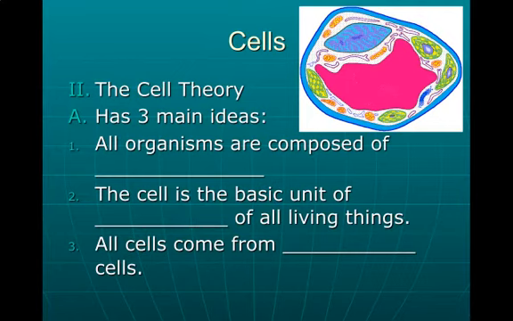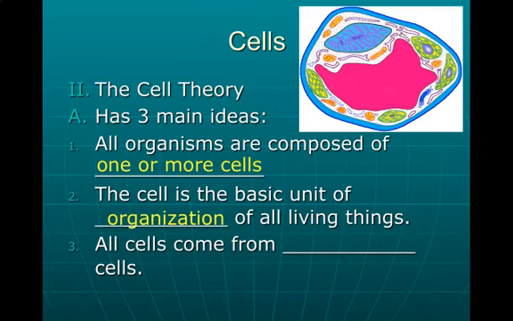So the cell theory has 3 main ideas. First, all organisms are composed of one or more cells. Second, the cell is the basic unit of organization of all living things. What this means is that cells come together to make tissues, tissues come together to make organs, organs come together to make organ systems, which come together to make all living things. So that's why it says it's the basic unit of organization.